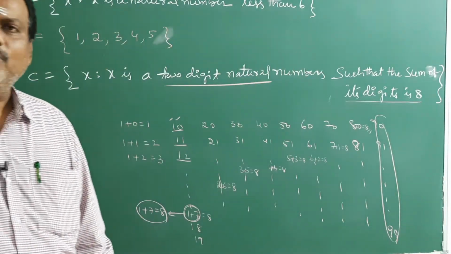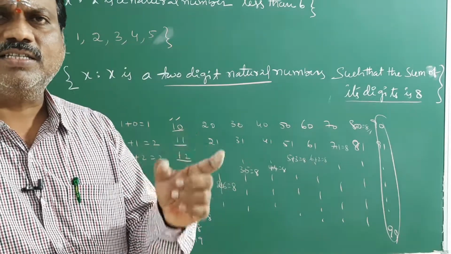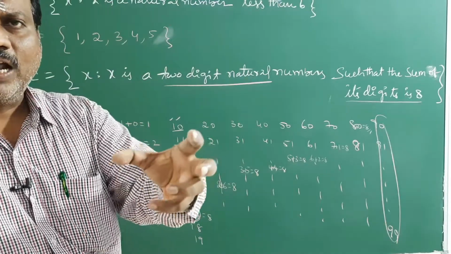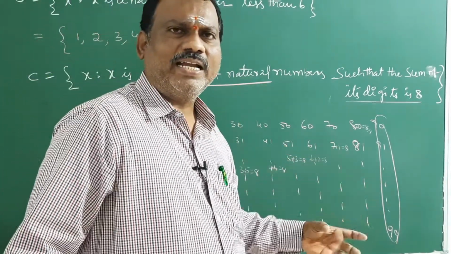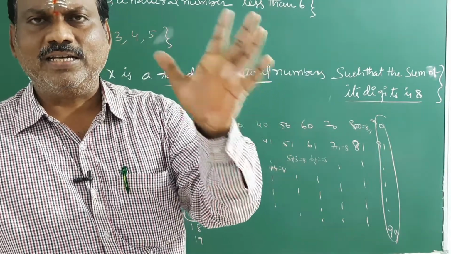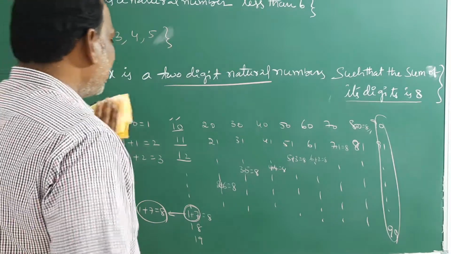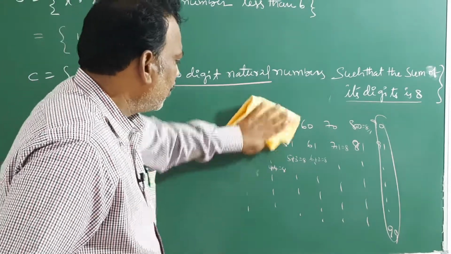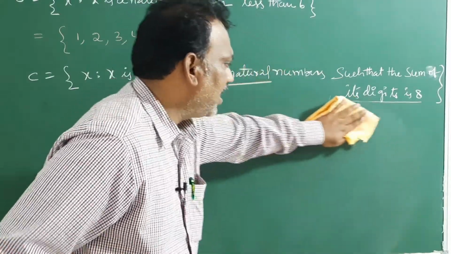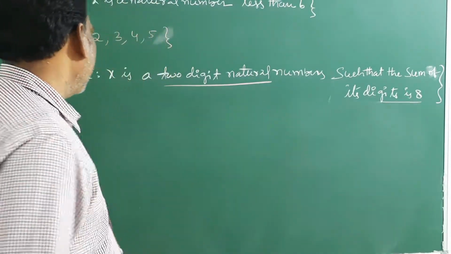So now you can see that few 2-digit numbers have the sum of their digits equal to 8. What are those? You can find them, pick them and write in a set bracket. That is our required answer. Correct, students? Right, now you can see the set of 2-digit natural numbers whose sum of digits is 8. Can you write it now?